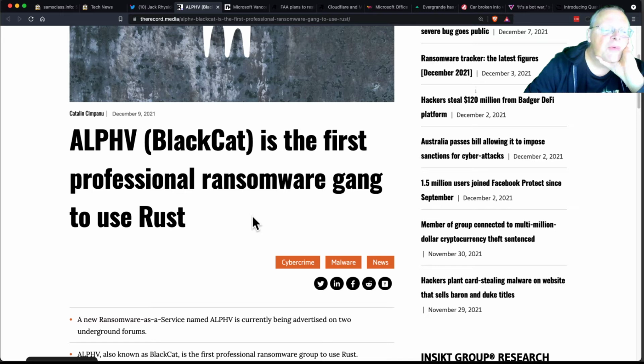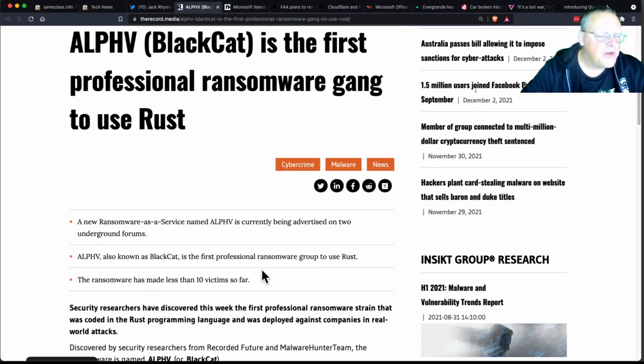This is the first professional ransomware gang to use Rust. They have affiliates and all that. They're starting to write malware in Rust. It's gradually becoming more and more common and more professional malware. So Rust is cool. I've been teaching Rust a bit in these classes. It's a very interesting language, and it solves almost all the memory corruption problems, maybe all the memory corruption problems of C.